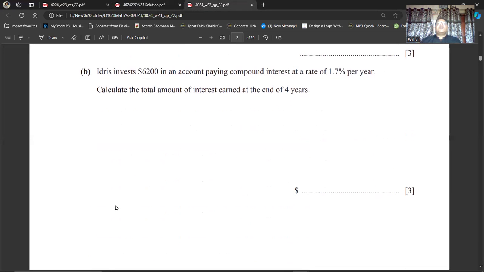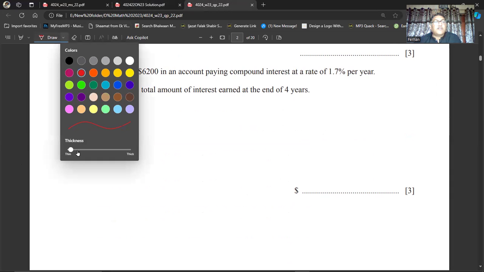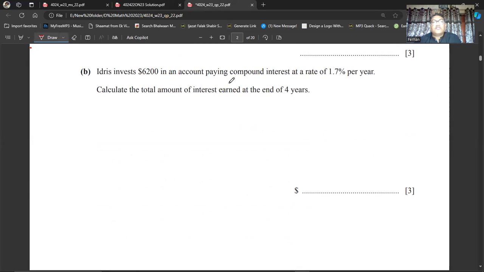So question number 1, its B part. He says Adris invests $6,200 in an account paying compound interest at a rate of 1.7% per year. Calculate the total amount of interest earned at the end of 4 years. Okay, so they are talking about compound interest, and their question is how much is the interest at the end of the 4 years. This is the rate. This is the principal amount.